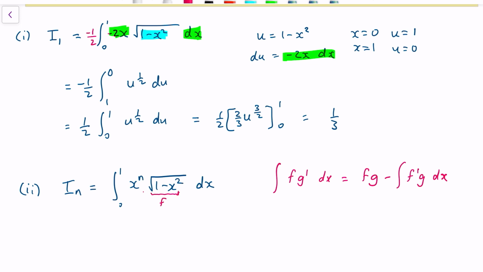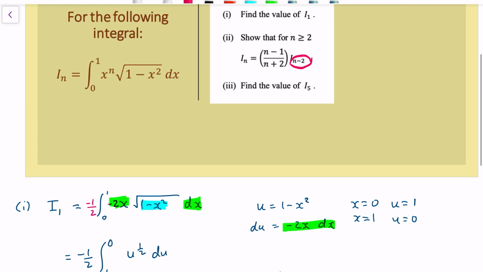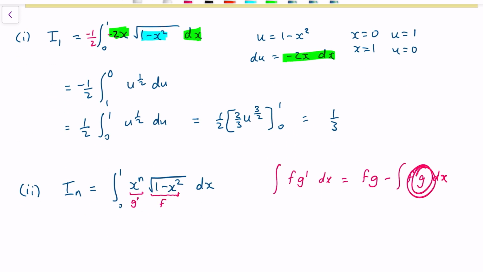So if I made this f, that would be okay, but then I'm going to make this g dash, and therefore my integral on the right is going to get worse because it's got a g in it. That would make it x to the n plus 1 over, and the n's are going to go up rather than down, and I want them to go down because there's an n minus 2 in the right hand side. So it looked like both methods weren't going to work for me.